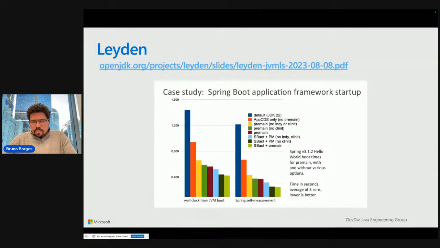Here are some benchmarks from the Leyden project. You can see how it gets extremely fast compared to the default without Leyden in JDK 22. Lots of different benchmarks here. Just by enabling class data sharing, here's application class data sharing for the Spring application, you see how it dropped at least 30% of the time for this application. So there's lots of benefits, and you should definitely leverage all these capabilities.